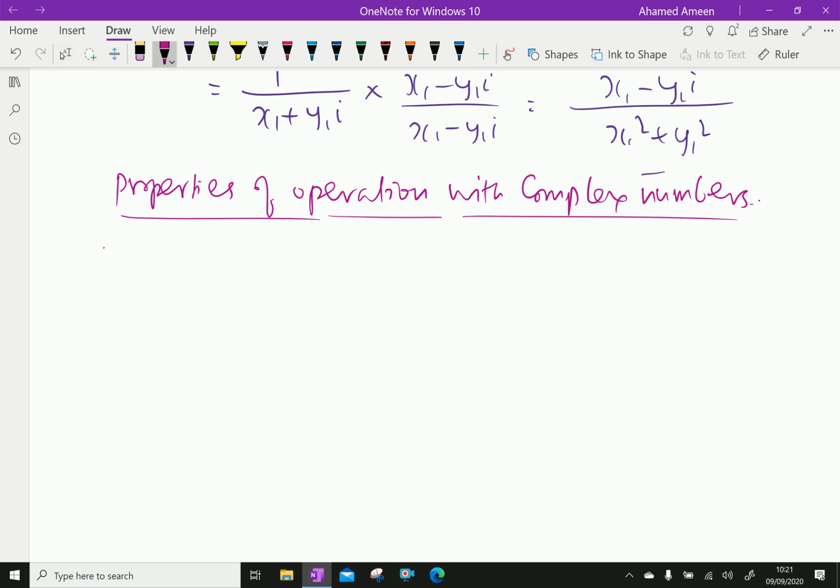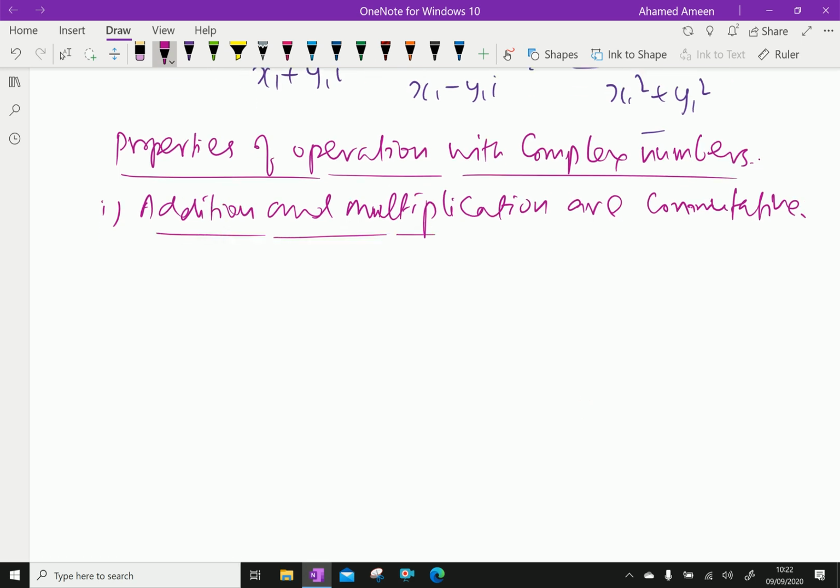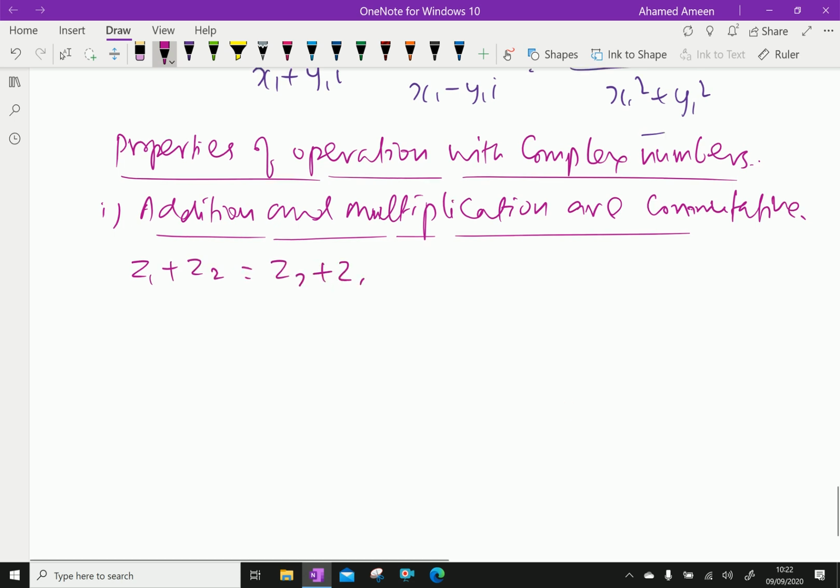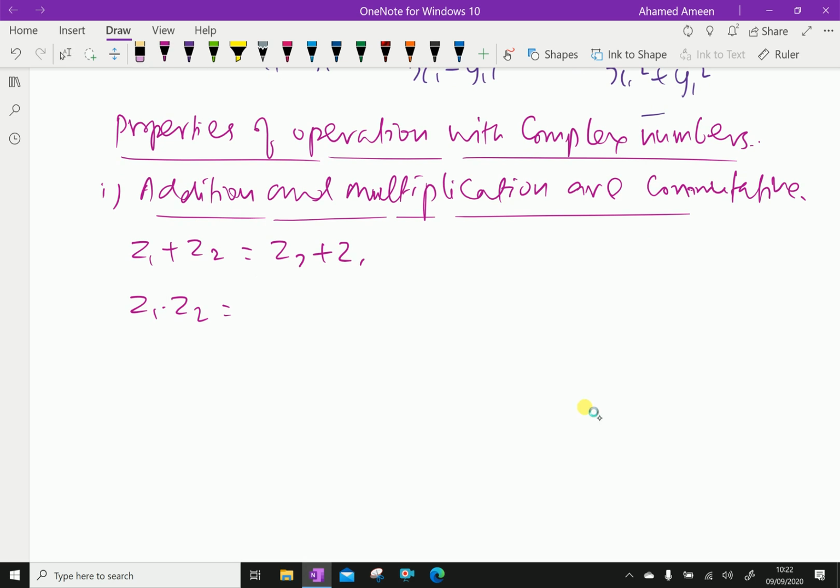Here first, addition and multiplication are commutative, which means changing the order gives the same values. That means z1 plus z2 equals z2 plus z1 for addition, and for multiplication, z1 into z2 equals z2 into z1.